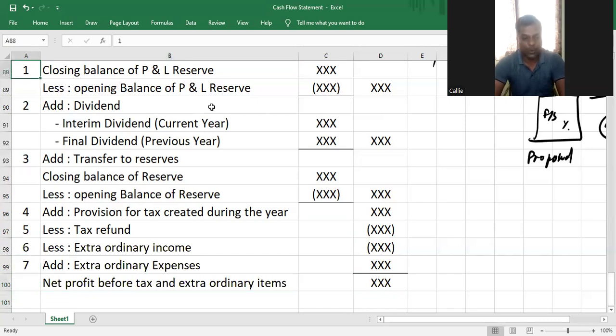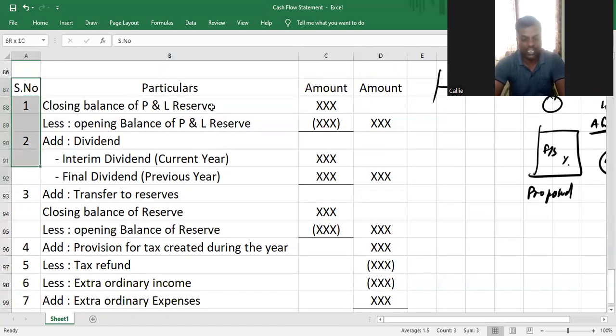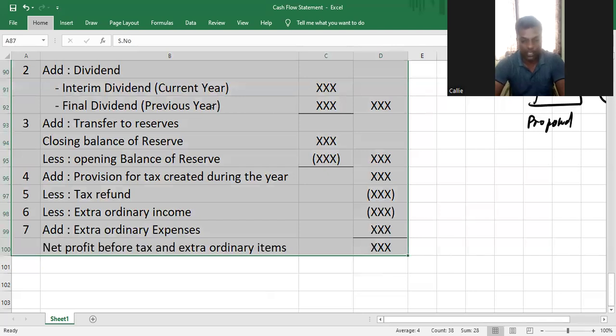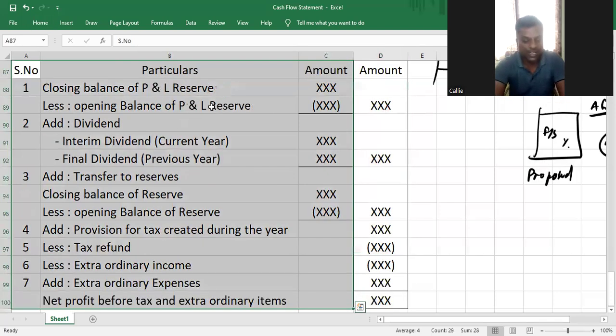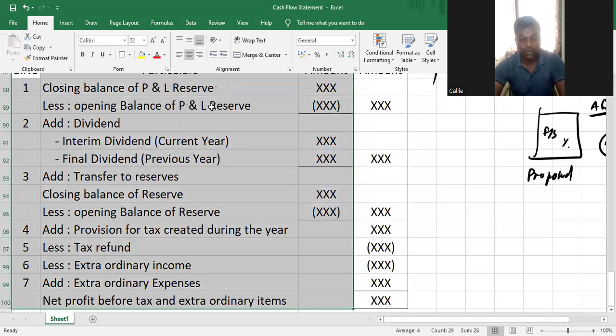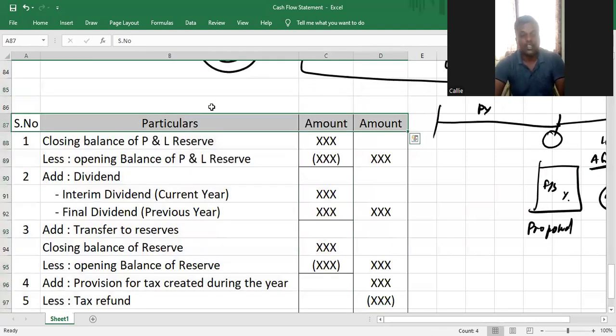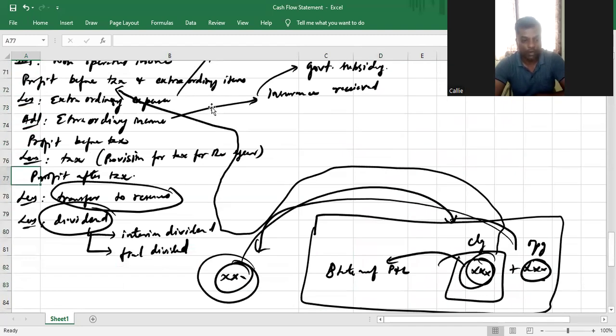Now this might look like a big working note. You might not have to prepare the whole thing in every question. You'll have to include only those items that are given in the question. As I told you before, it's not that difficult, my dear children, once you know how the numbers flow in the P&L account. As you can see in the P&L account, from the profit before tax and extraordinary items, they reduce the provision for tax, and you arrive at profit after tax, and then they reduce transfer to reserves, and then they pay dividend, and the amount is transferred to the P&L reserve in the balance sheet. That is, it is added to the opening balance, and then you arrive at the closing balance.